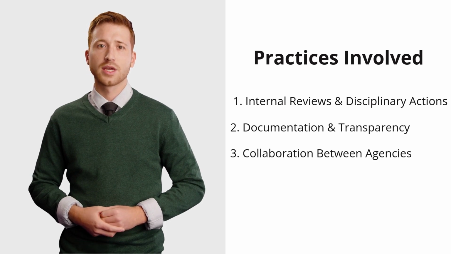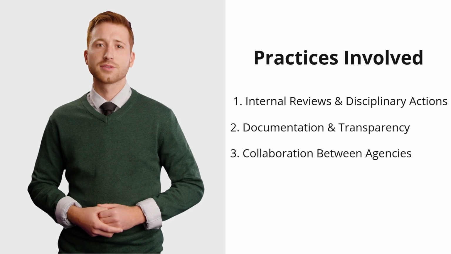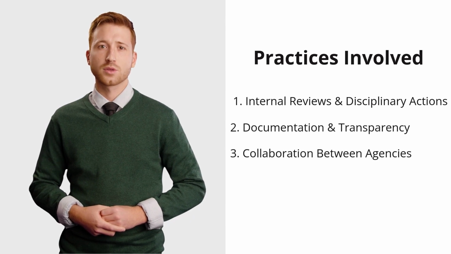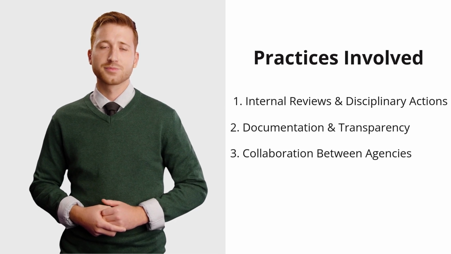3. Collaboration between agencies and prosecutorial offices. Effective communication and collaboration between law enforcement agencies and prosecutorial offices are essential. This includes sharing information about officers' conduct that may not warrant placement on a Giglio list, but could still be relevant to the credibility of the officers as witnesses.